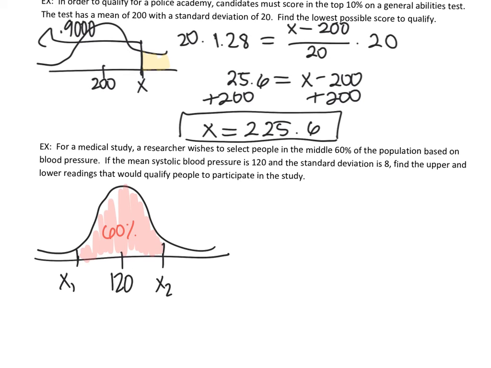So in our population, we have 40% left to distribute evenly, which means 20% is going to fall above and 20% is going to fall below. We need to find the two z-scores that give us that. Our first z-score is going to represent the 20% that fall below. So we look for the z-score that's closest to 0.2000, which is negative 0.84.